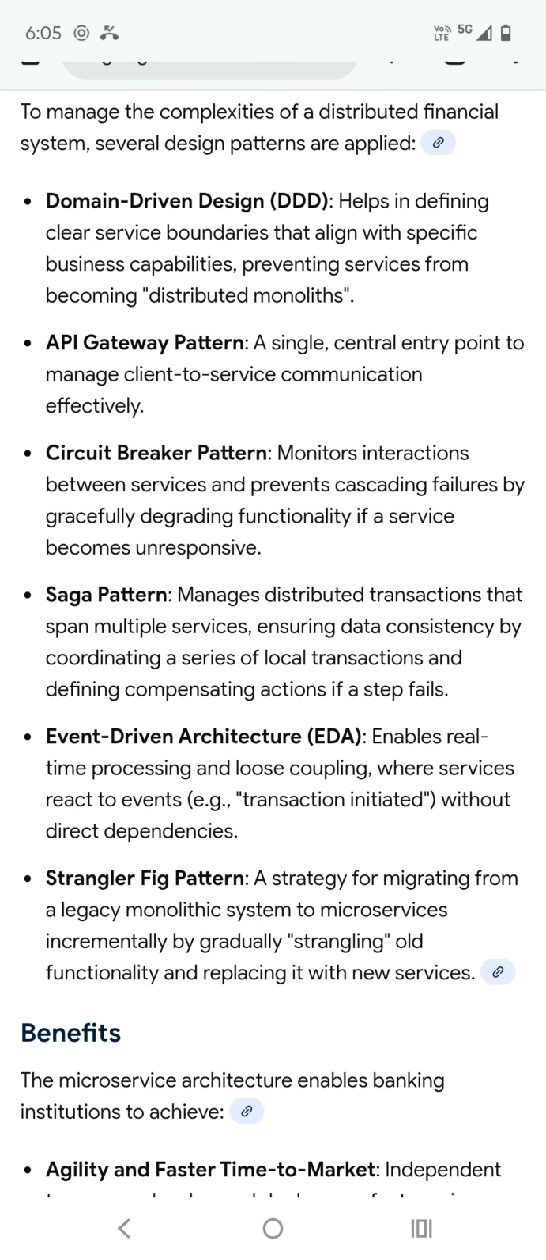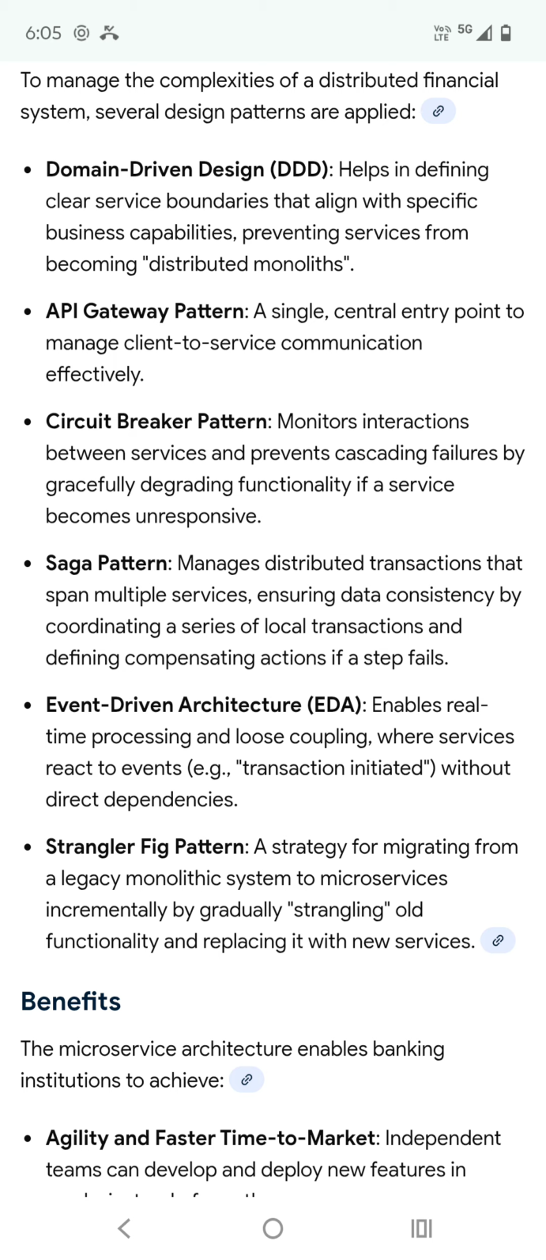Saga pattern is also distributed transaction management. Since each service has a separate database in a microservices system, the concept is database per service, right? So how do you handle the distributed mechanism? It is very difficult. That is why we use the saga pattern to achieve data consistency by coordinating a series of local transactions and defining compensating actions if a step fails.